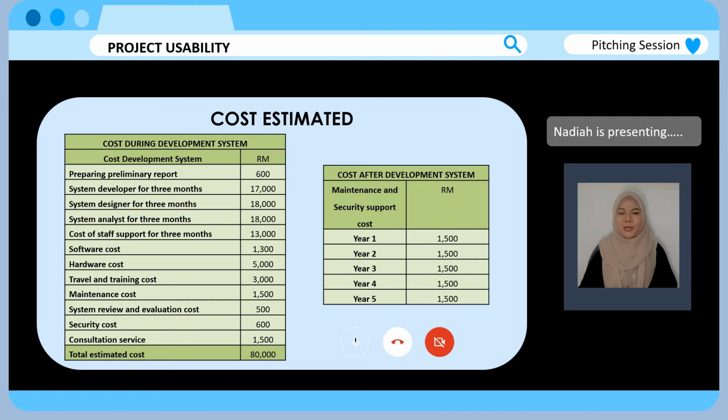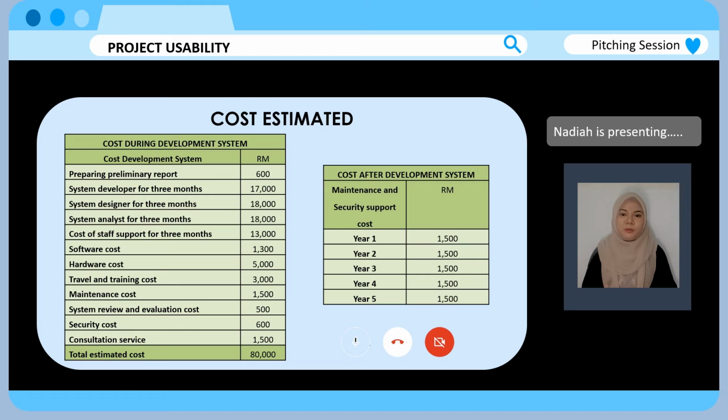Next is project cost. This is the estimated cost for our project. The first table is for the cost during the development of the system, which has the cost of preparing a preliminary report at 600. System development for 3 months is 17,000. System designer for 3 months is 18,000, and system analysis for 3 months is 18,000. Cost of task support for 3 months is 13,000, and software cost is 1,200. Hardware cost is 5,000, and travel and training cost is 3,000.